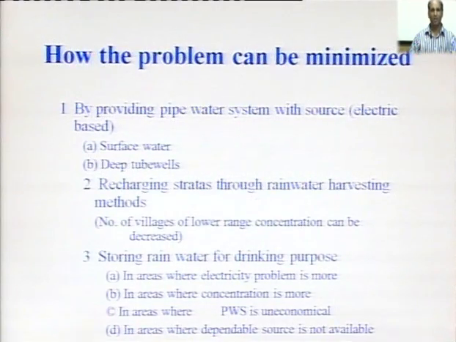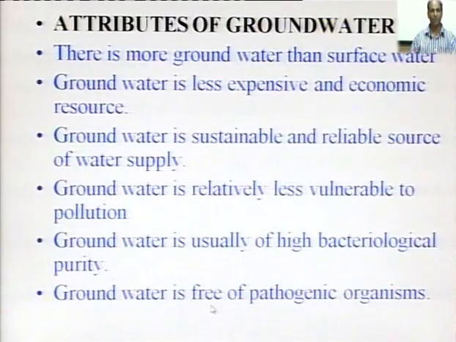So how can the problem be minimized? By providing a piped water system with source-based surface water, deep tube wells, recharging strata through rainwater harvesting methods, and storing rainwater for drinking purposes in areas where electricity is a problem, an area where contamination is more, an area where public water supply is uneconomical, an area where a dependable source is not available. So, attributes of groundwater.